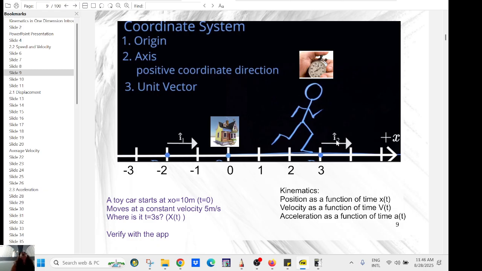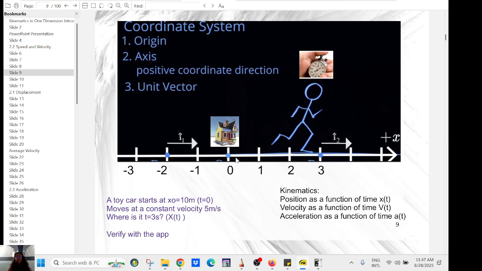In one dimension, it's going to be easy. Displacement will be positive if you are moving to the right, negative if you are moving to the left. Now we're going to define the position on the number line as a function of time. We're going to define the velocity. Velocity is going to be a vector, positive to the right, negative to the left. Speed is going to be a scalar, so don't worry about it yet. And acceleration is also a function of time.